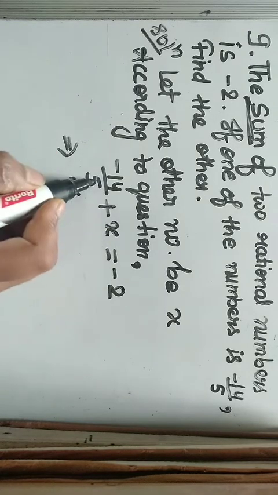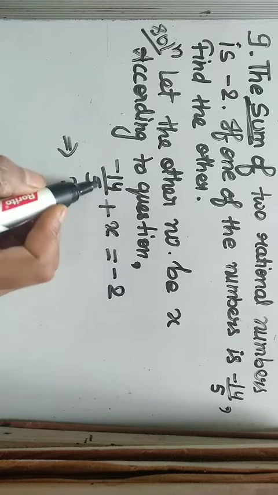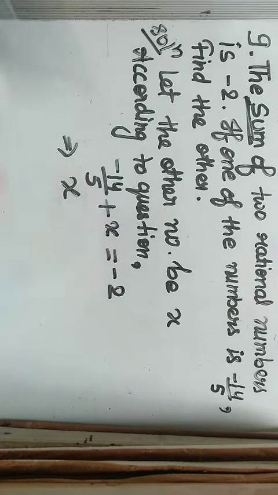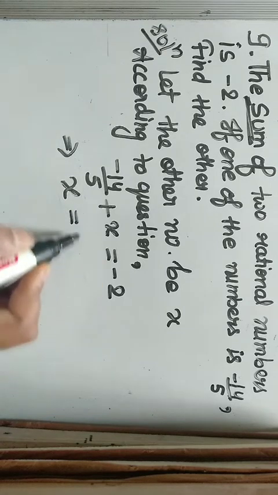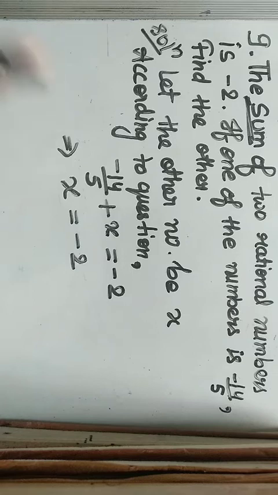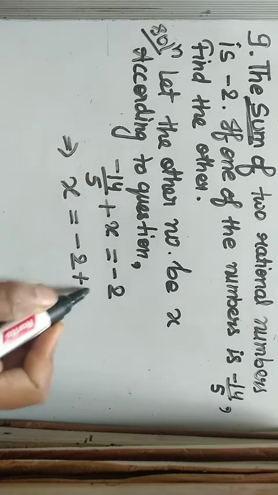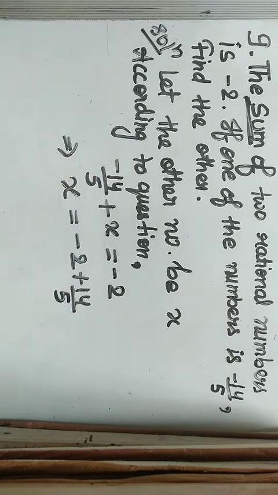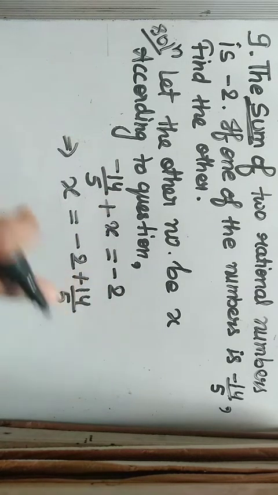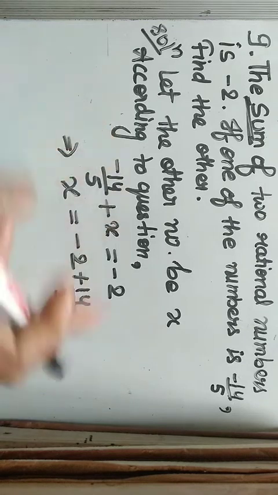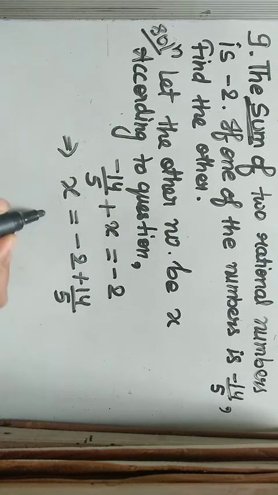So this minus 14 by 5 we will take to the other side, that means in RHS. Already in RHS minus 2 is present, and this minus 14 by 5 we have to write here as plus 14 by 5, because minus gets converted into plus when we take it to the other side. Now there is no number under minus 2, so 1 is always present to write it as a rational number.